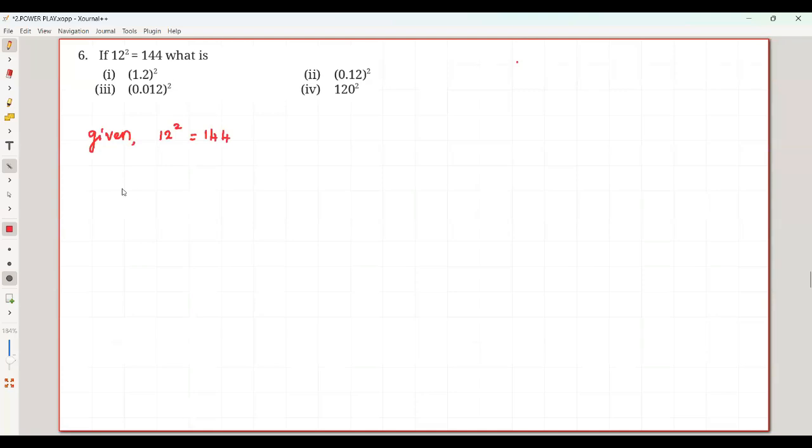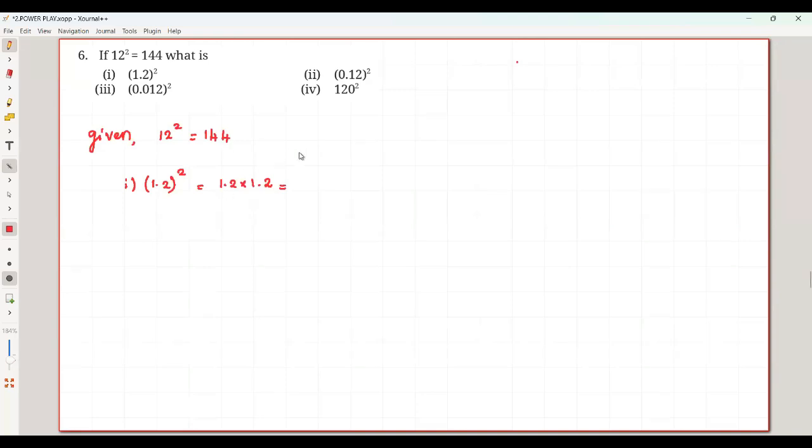Now they are asking first one, 1.2 the whole square. 1.2 the whole square means 1.2 into 1.2. While multiplying two numbers, what you have to do? Multiply, remove the decimal point and multiply. At the answer, you have to keep the decimal point as many decimal parts as we have.